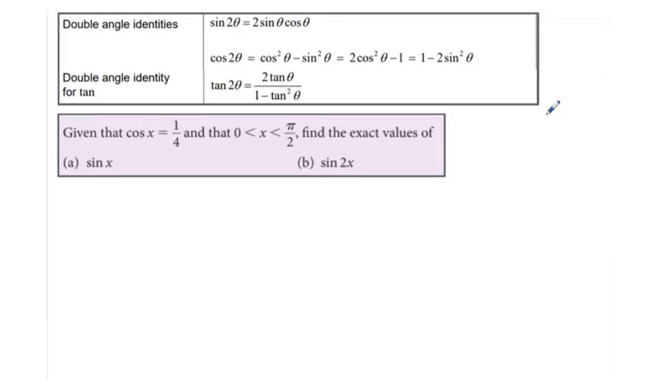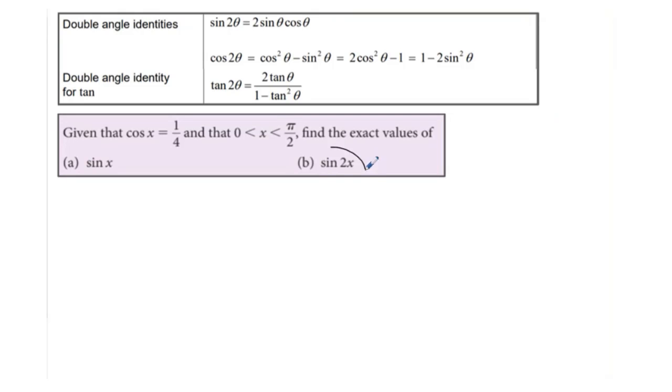Given that cos x equals 1/4 and that x is between 0 and pi over 2, so remember that's telling you what quadrant x is in, and you use that to determine the sign of things. Find the exact values of sine x, sine 2x.